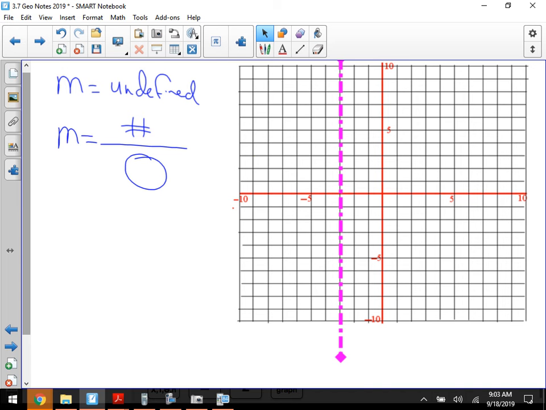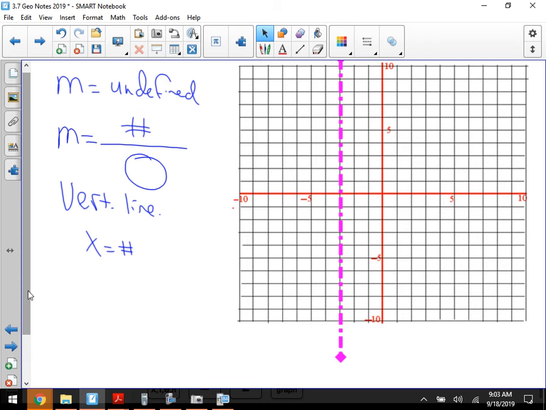So this is a vertical line, and every single vertical line has the same start of an equation. It's always, always, always x equals some number. In this case, the x value is -3. That line has an equation that x equals -3. And that's kind of what we're starting with today. Slopes, slopes, slopes.